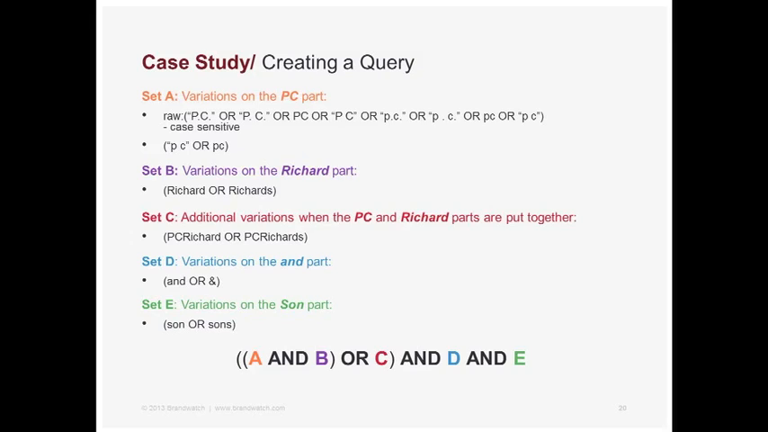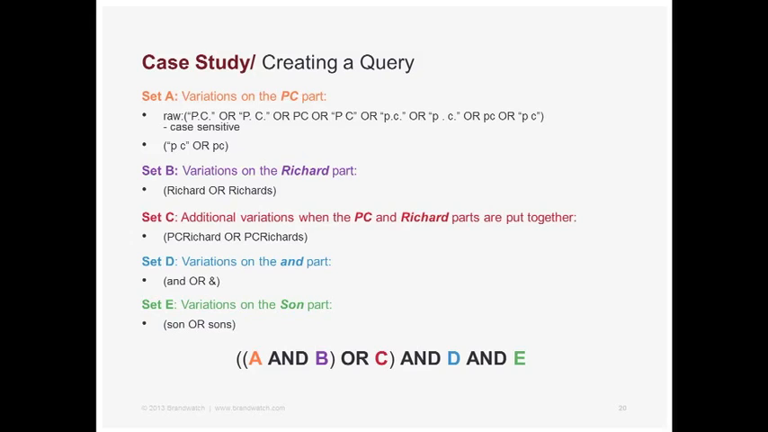So I did it by breaking it down into different parts. First is the PC part: all the different ways to say PC. Spell PC, with or without dots and spaces, upper, lowercase. If we use the raw statement, it would look like the first line there, and it's fairly long, and like I said, it could be error prone. You could forget one variation or another.